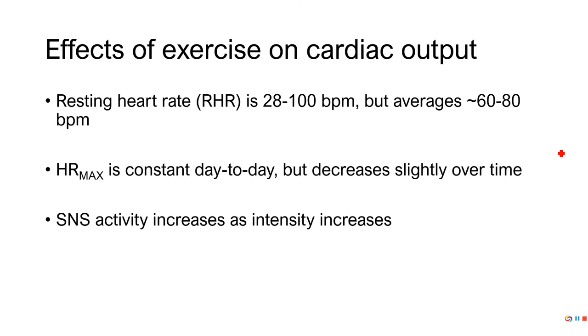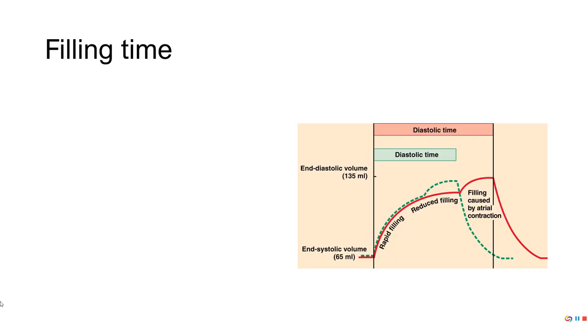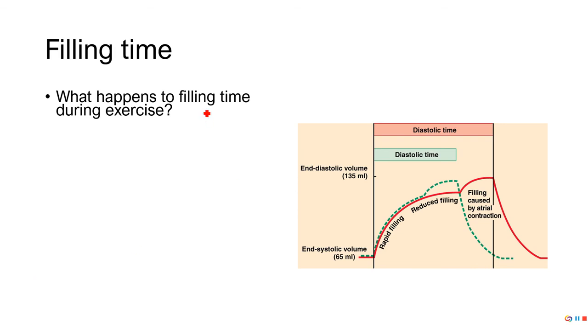And it's also important to remember that as we increase exercise intensity, our sympathetic nervous system activity will increase as well. And this is good because sympathetic nervous system increases heart rate, increases stroke volume, increases pressure. But there's a cost that comes to this, okay? Or at least there's a challenge. It has to do with filling time. So what happens to filling time during exercise? Okay, and the answer is, I don't have this on the slide, I didn't notice that before, but it goes down. Right? As heart rate goes up, filling time goes down.